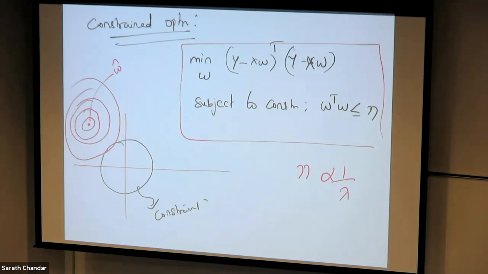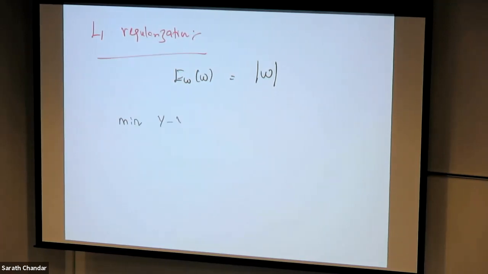Another common regularizer that people use is L1 regularization. In the case of L1 regularization, the regularization loss is going to be simply the absolute value of W. It's like the L1 norm instead of the L2 norm. So my loss function is going to be the minimum of (y minus xw) transpose (y minus xw) plus lambda times the absolute value of W.